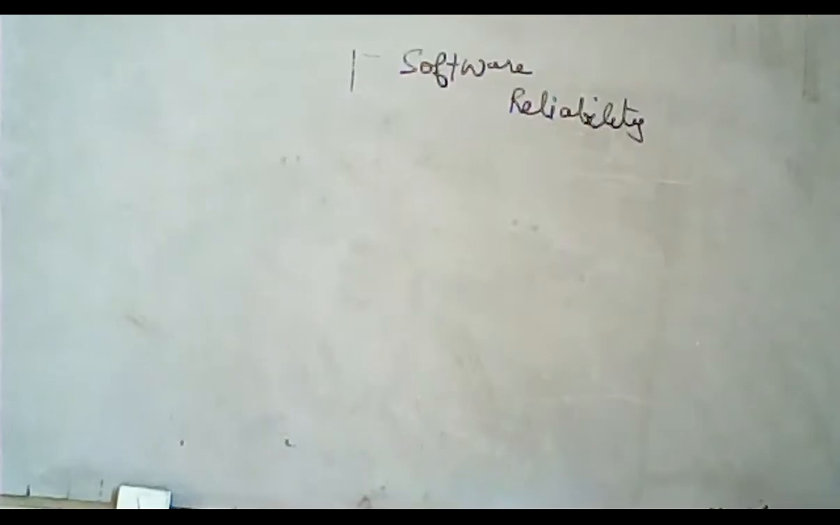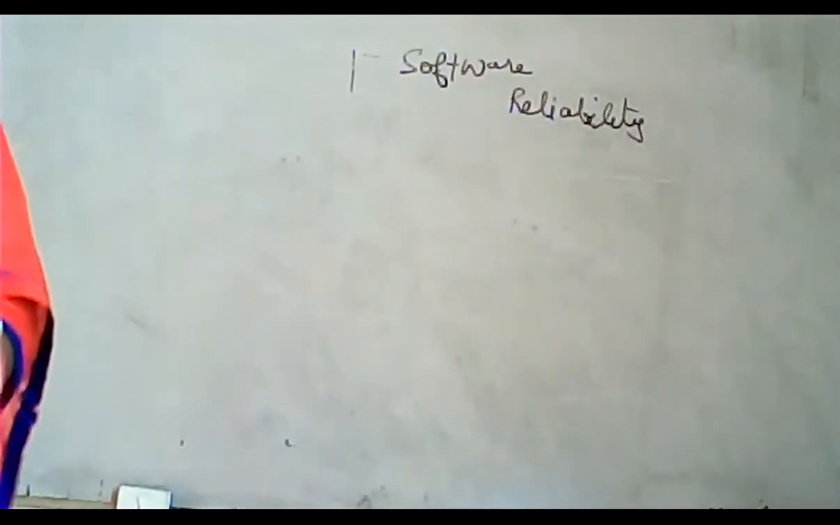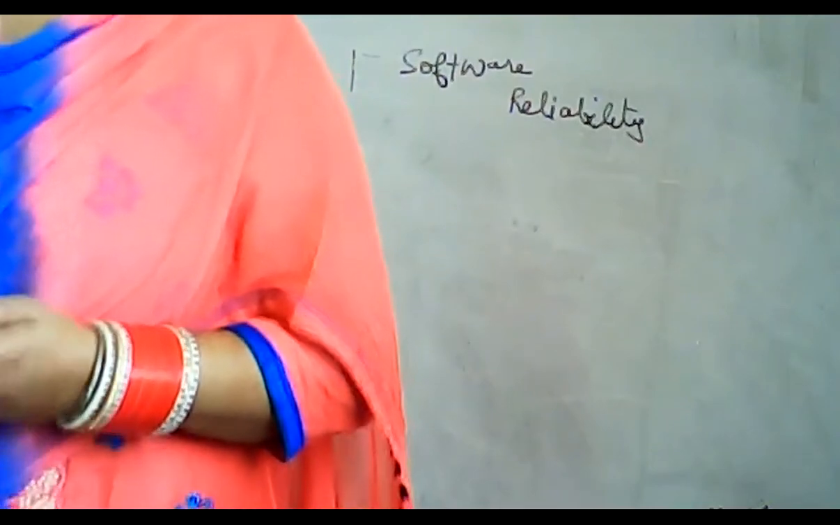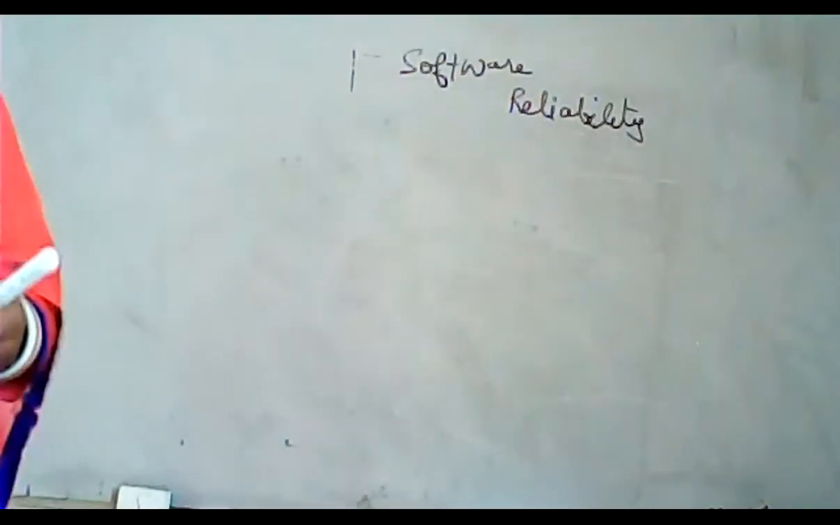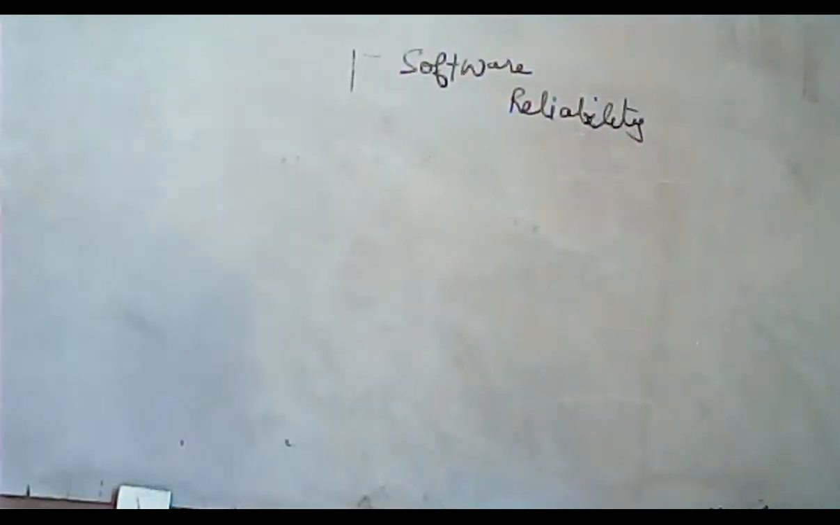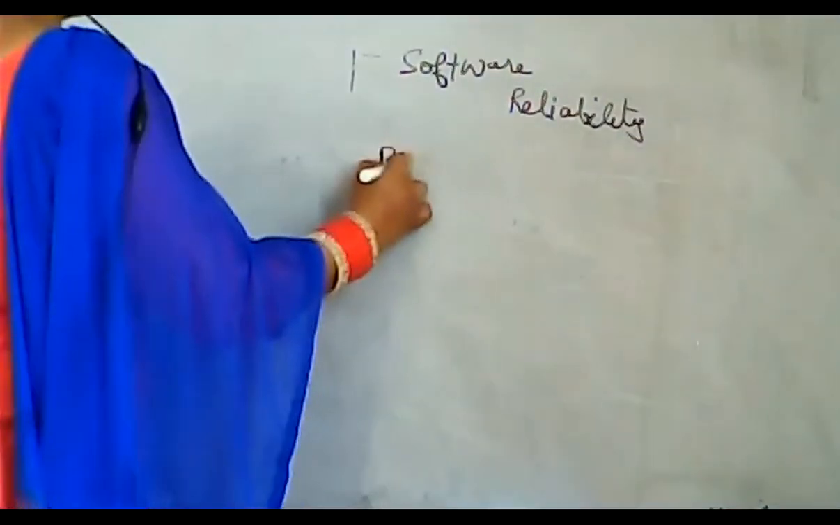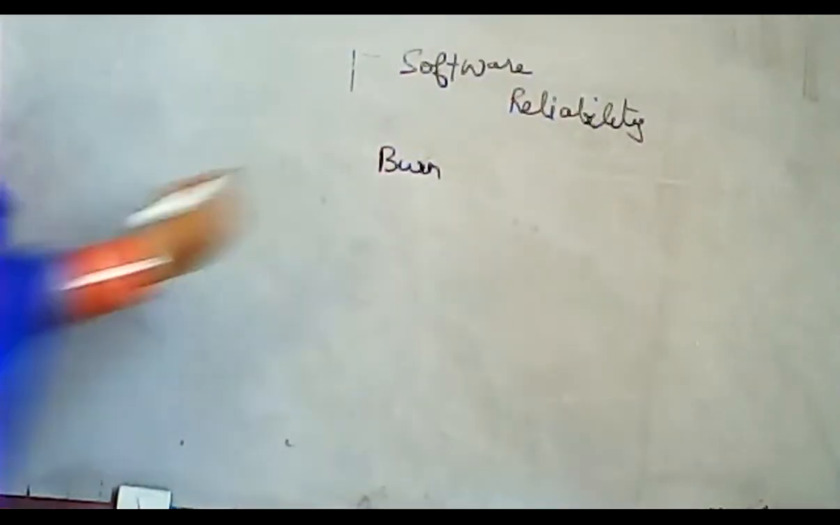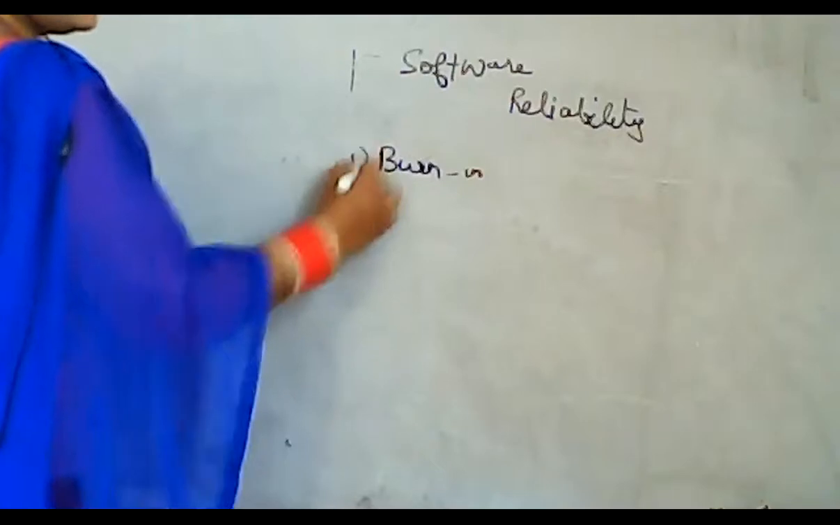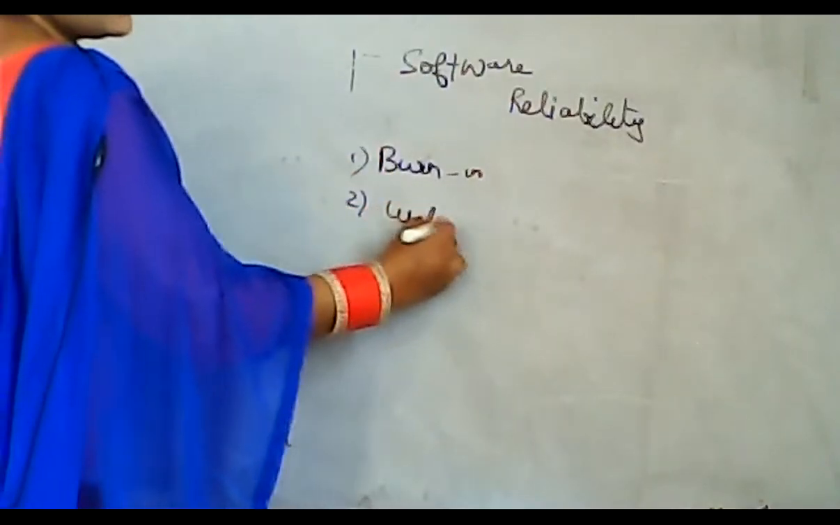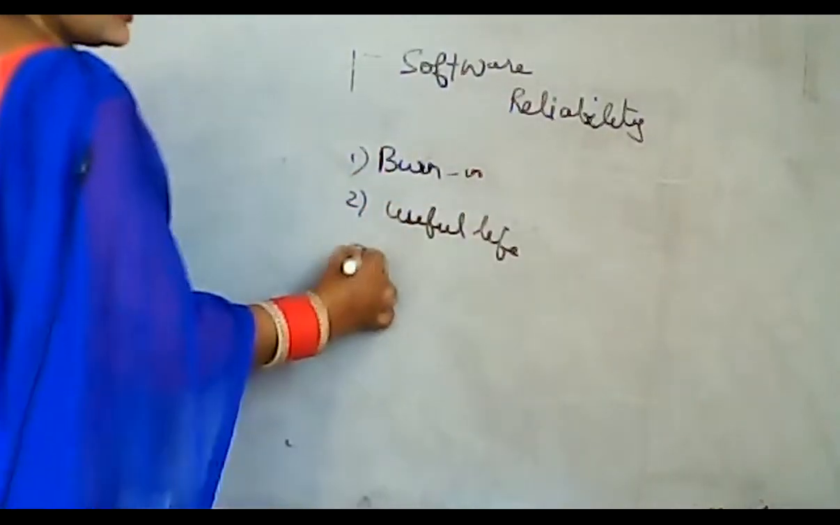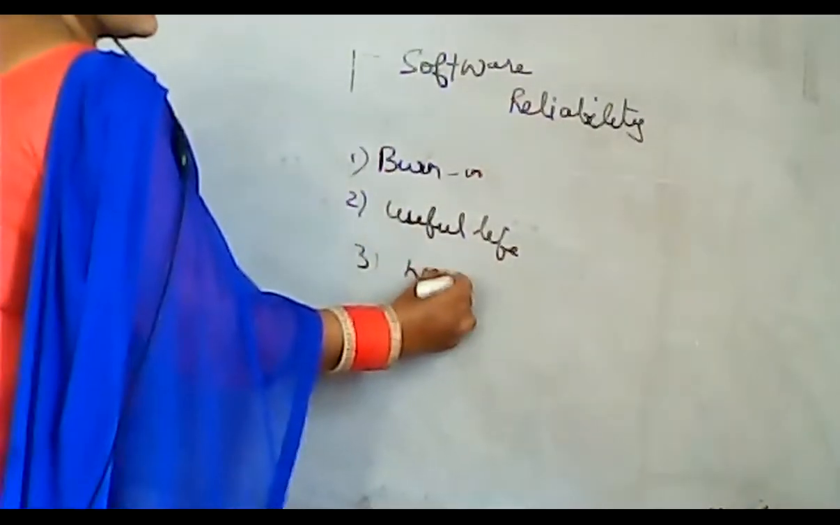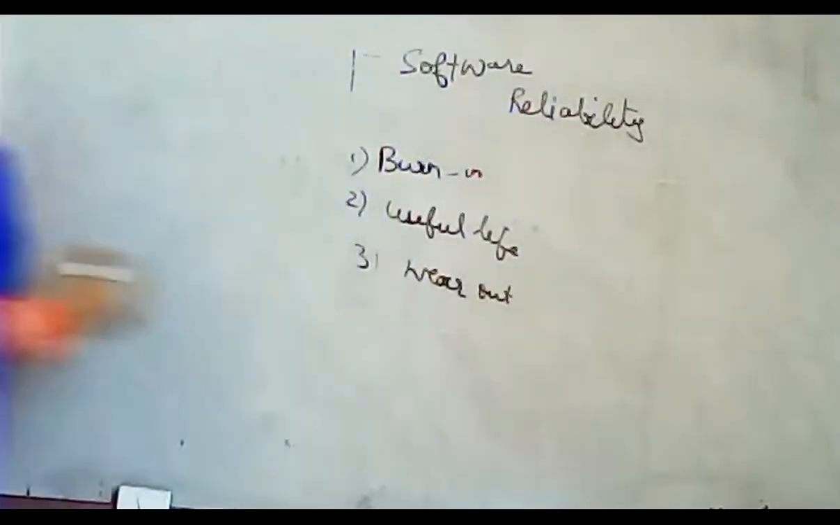So whenever we talk about software, we talk in terms of three phases in the life of every hardware component: burn in, useful life, and wear out. So in the hardware, we have three phases. First is burn in, useful life, and the third one is wear out. Every product wears out with time.